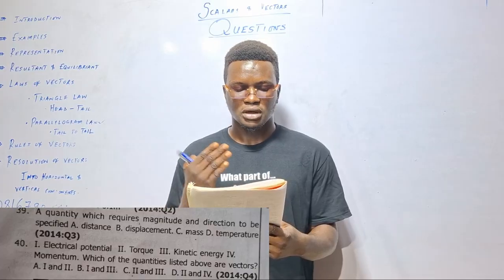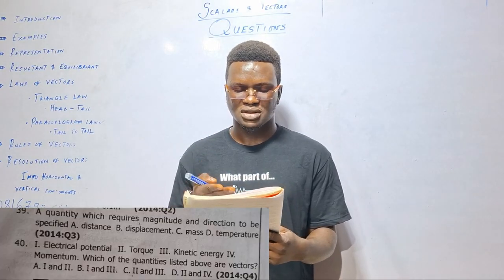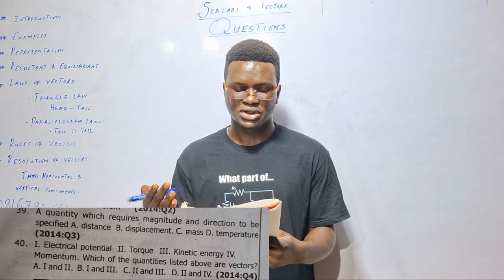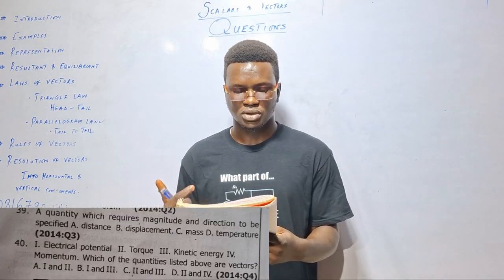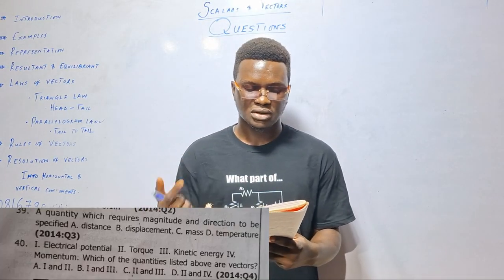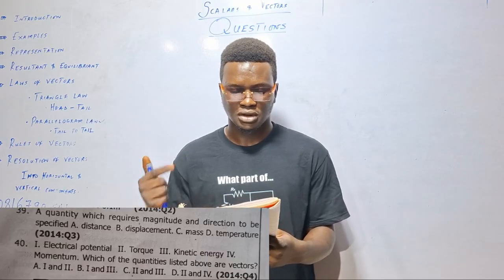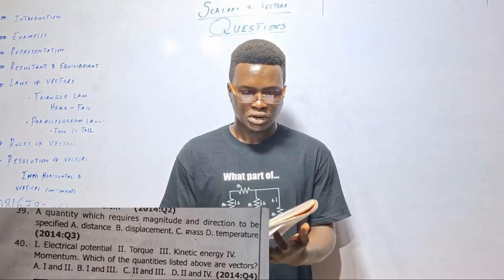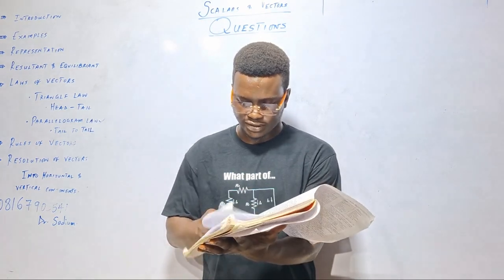Number 40, Roman figure 1, electric potential. This was like the one we solved before, so let me skip this. You should know the answer to question 40. So you can leave the answer in the comment section. Let me see what you have gotten for that question 40. So tell me what the answer is. So let's move on to page 17.